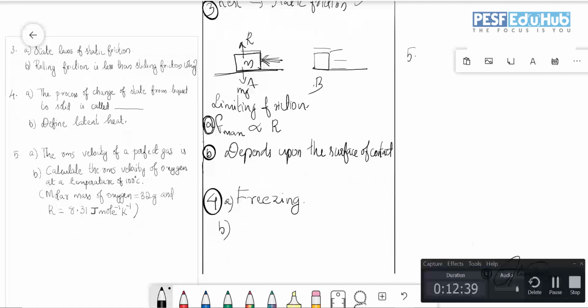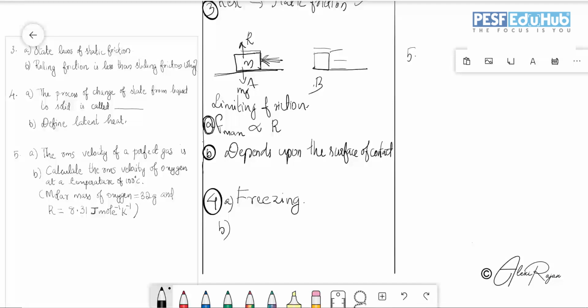And now comes the fifth question: the RMS value of a perfect gas is dash. RMS value is nothing but the root mean square value. This question's answer can be worked out from Maxwell's distribution of molecular speeds, which gives the distribution of the speed of a molecule. It has some complicated derivations.